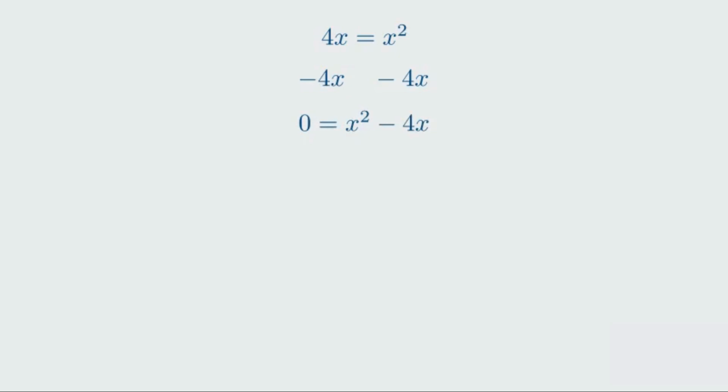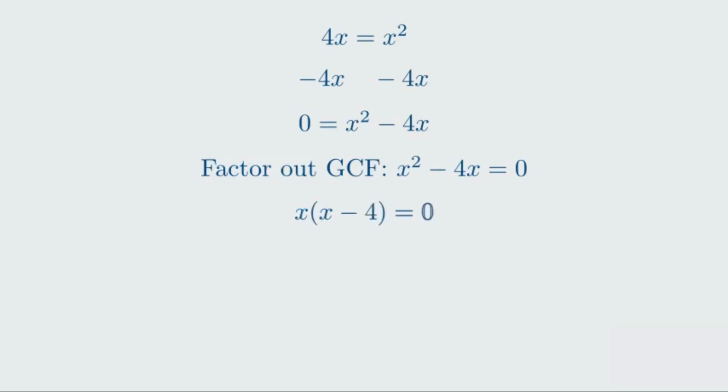Now we need to solve for x. One of the best ways to solve this specific type of quadratic is by factoring out the greatest common factor. In the expression x squared minus 4x, both terms have x in them. So the greatest common factor is x. When we factor x out, we are left with x times the quantity x minus 4 equals 0. This is the factored form of our quadratic equation.